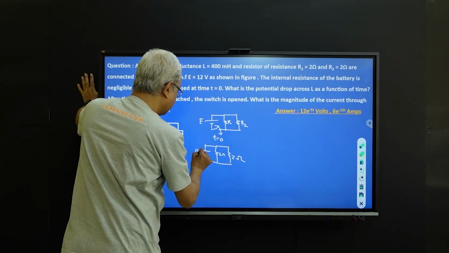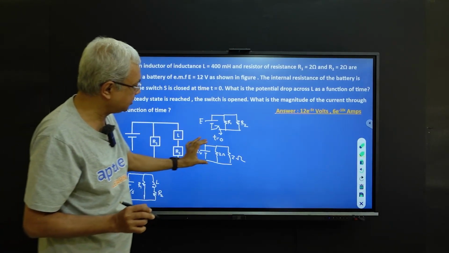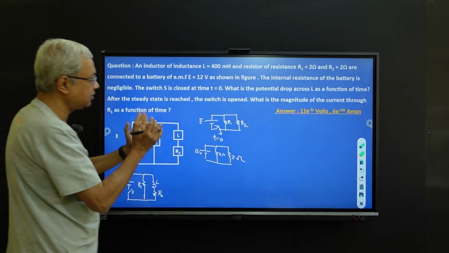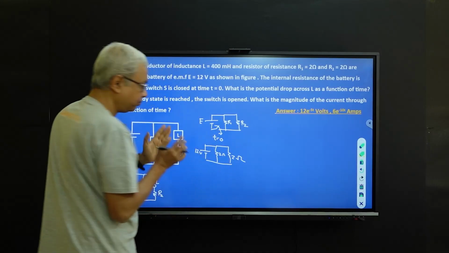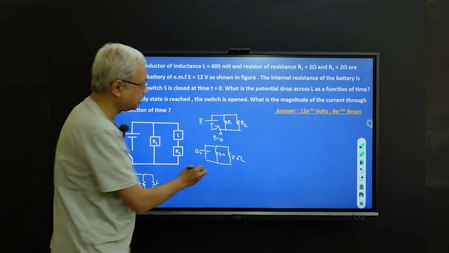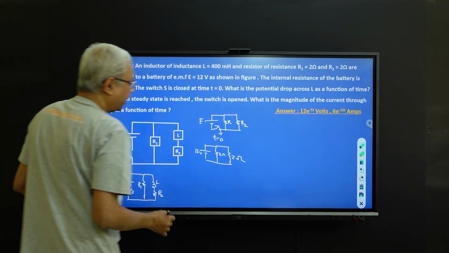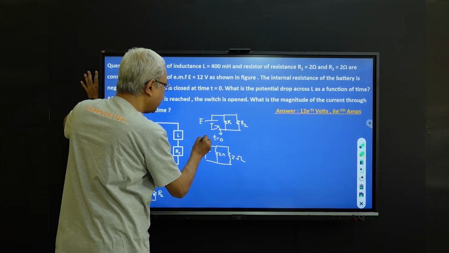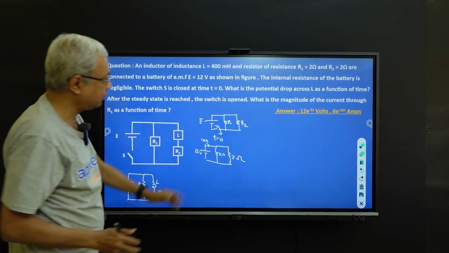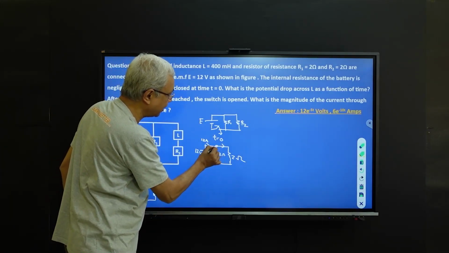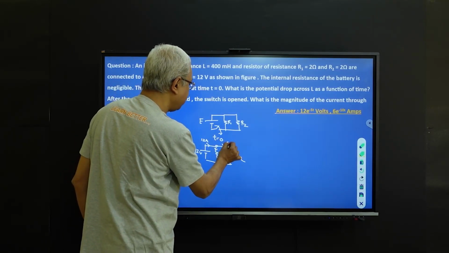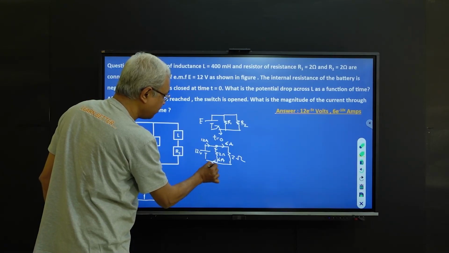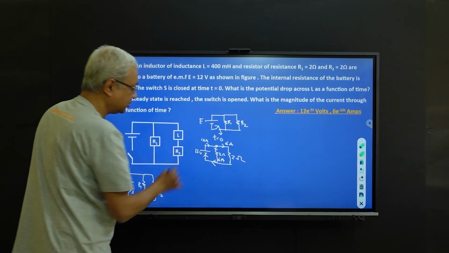So what happens? The battery sees a parallel combination of 2 ohm resistances. So it sees a net resistance of 1 ohm. The parallel combination of two 2 ohm resistances is nothing but 1 ohm. And therefore, the battery sends 12 ampere current in the circuit, and it gets divided at this point into two branches. Here 6 ampere current flows, here 6 ampere current flows. And again they combine and return to the negative terminal of the battery.